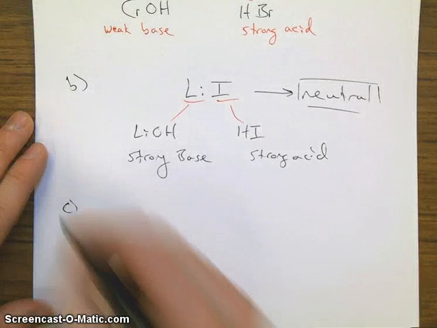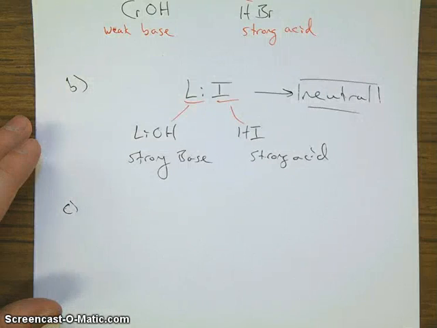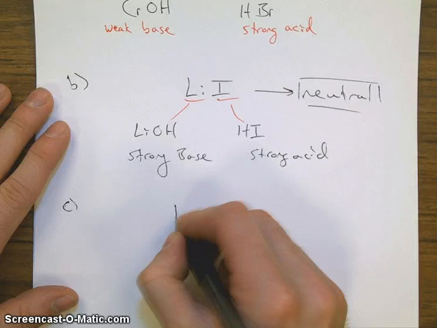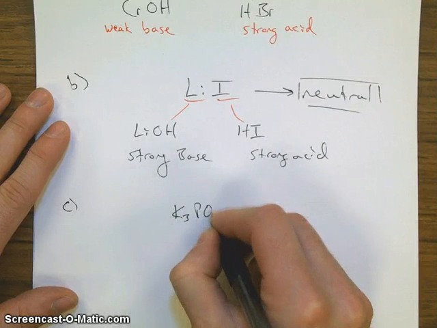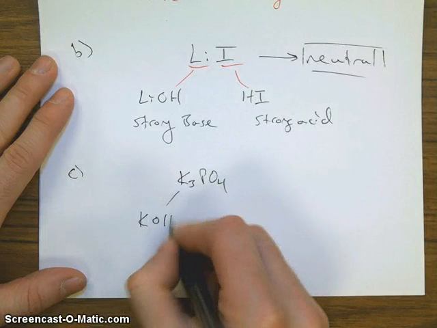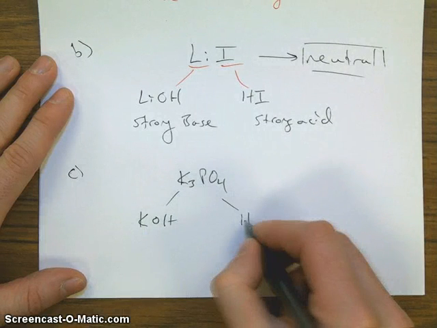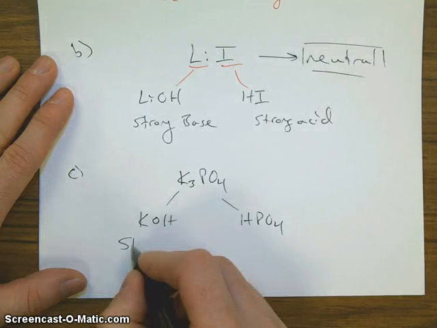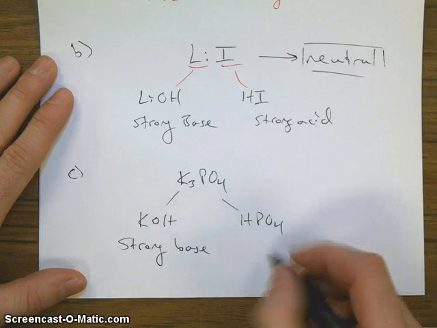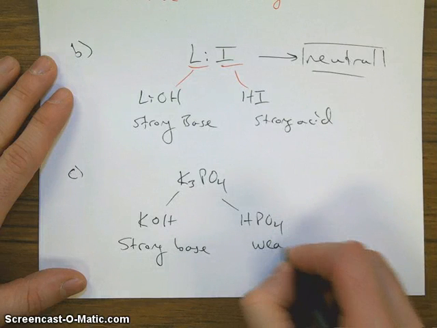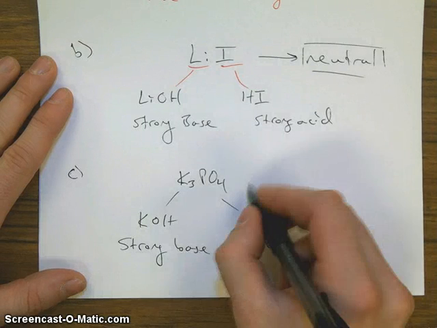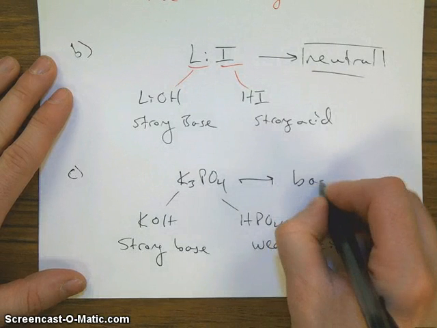Let's do C. All right, on C we have potassium and phosphate. So we have K3PO4. All right, I'm going to pair up the potassium with hydroxide. I'm going to pair up the phosphate with hydrogen. And here we go. This is a strong base. This one over here is a weak acid. Therefore, when these two interact with one another, it forms a basic solution.